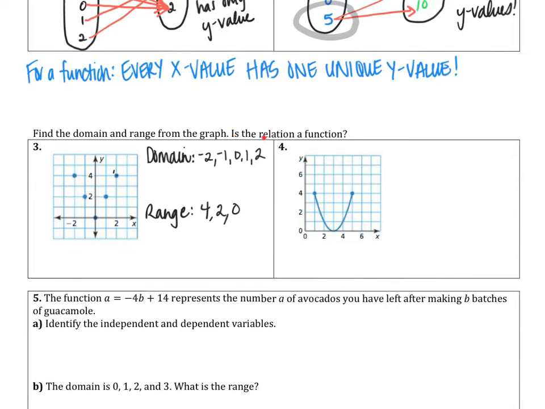Okay, is the relation a function? So remember that vertical line test. If at any point I can draw a vertical line through any value and it intersects the relation more than one time, it is not a function. But in this case, it is a function. So we can say yes, it is a function. And how do we know? It passes the vertical line test.